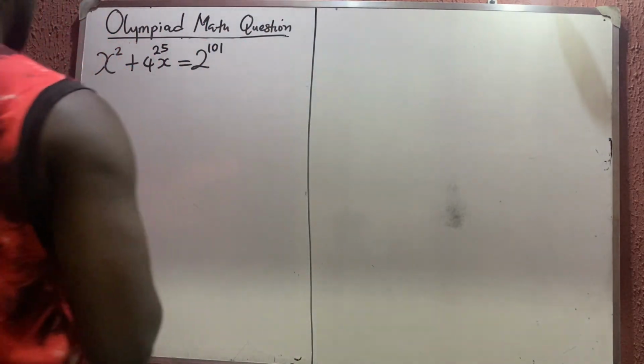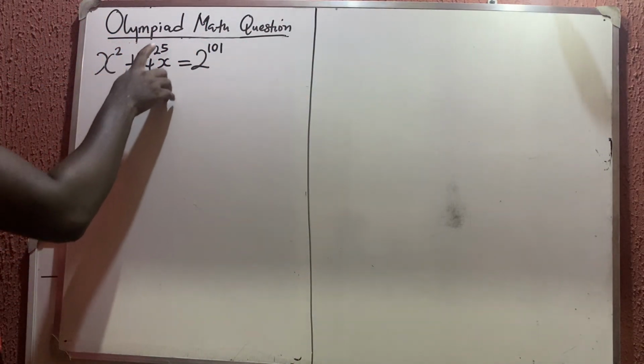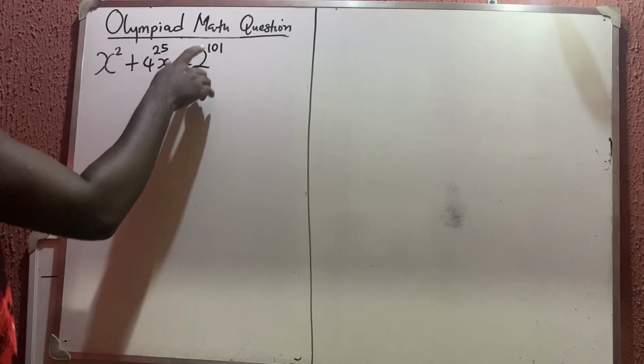All right, let us quickly solve this Olympiad math problem. Okay, we are asked to find x such that x^2 + 4^25 x = 2^101.